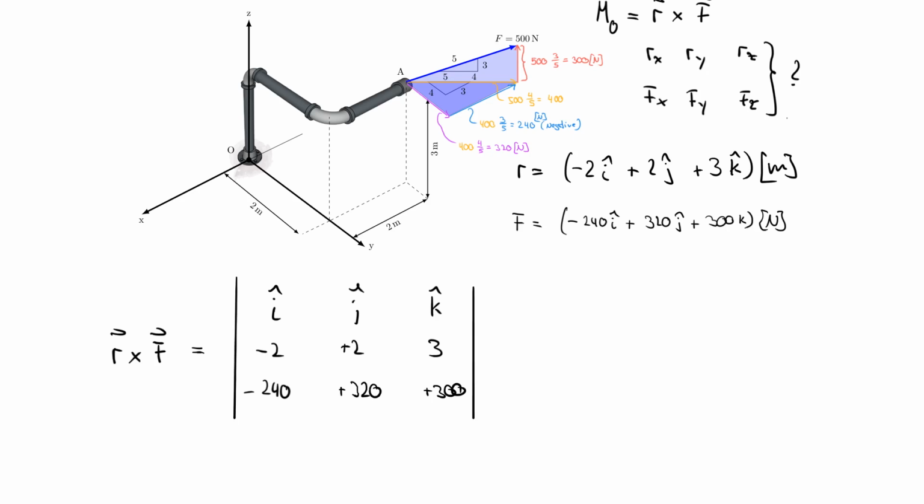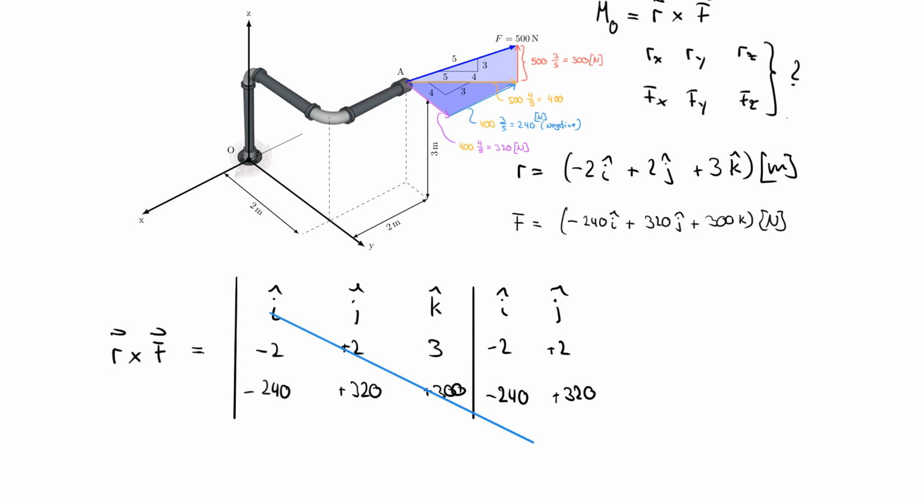And I add my two columns just to make my life easier. -2, +2, -240, and +320. I make my life easy by actually drawing the diagonals. Some think it's a waste of time. I certainly don't. So let's go ahead and add that.